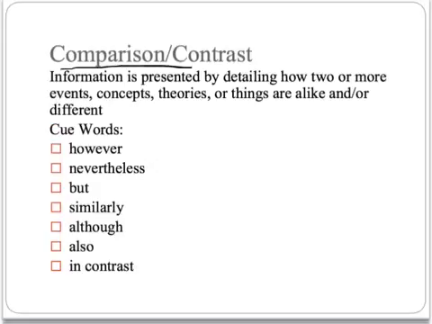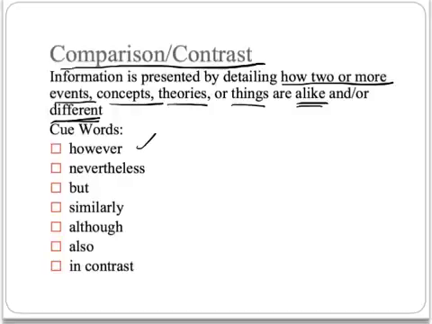Next is comparison contrast. Information is presented by detailing how two or more events, concepts, theories, or things are alike or different. Some words you may see are however, nevertheless, but, similarly, although, also, and in contrast. Comparison and contrast can be used for a variety of different purposes.